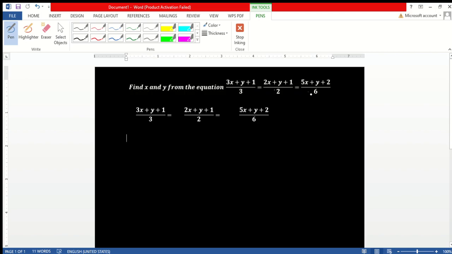But we observe that from the denominators here, we have 3, 2, and 6. We need to clear the fractions by first looking for the LCM of 3, 2, and 6. And the LCM of 3, 2, and 6 is 6. So we need to multiply through by 6. In that case, it simply means that we have 6 times the first expression, 6 times the second expression, and 6 times the third expression here.